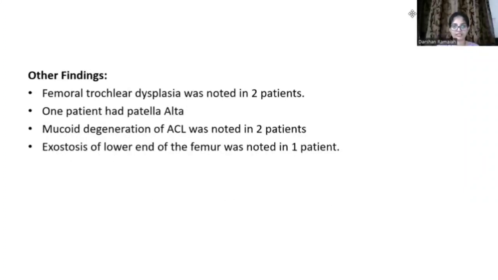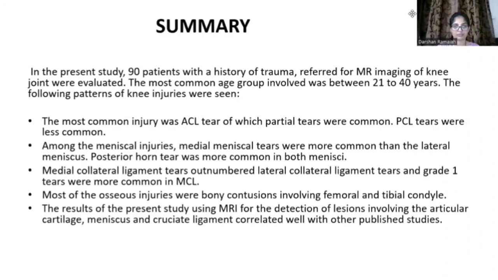Other findings, apart from the tears and fractures: we had femoral trochlear dysplasia, which was found in 2 patients. 1 patient had a patella alta. Mucoid degeneration of the ACL was found in 2 patients. Exostosis of the lower end of the femur was found in 1 patient.